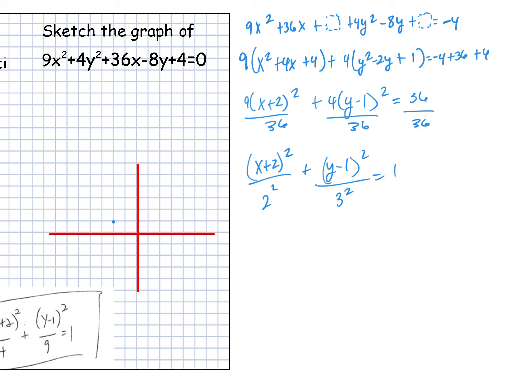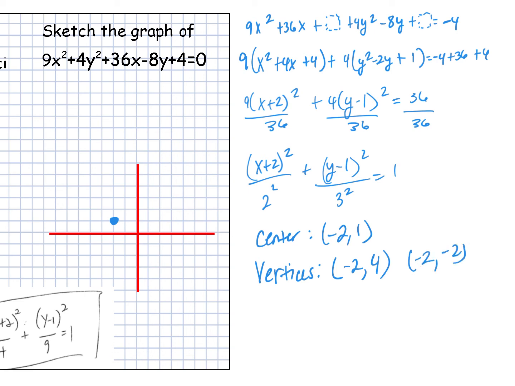X plus 2, y minus 1, right? Yeah, sketched it wrong at home, that's fine. So -2, +1, that is correct right there. Right, with a vertex or vertice moving up 3 and down 3 from the y. So -2, comma 4, -2, comma -2.